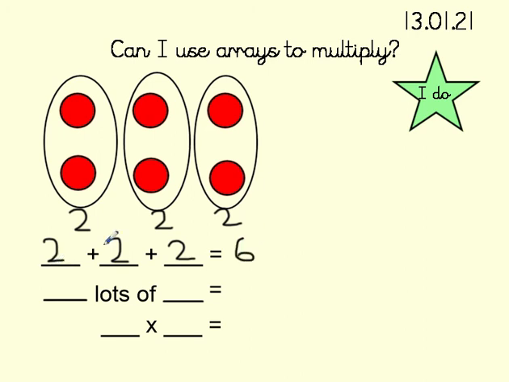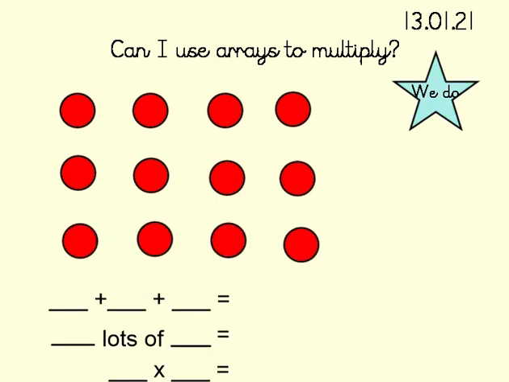So I've got 1, 2, 3 lots of, or 3 groups of 2. 1, 2, 3 groups with 2 counters in each group. So that's 3 lots of 2 equals 6. And remember, our multiplication symbol just means lots of or groups of. So now I can write that in my multiplication sentence as 3 times 2 equals 6. Let's have a look at another one now.